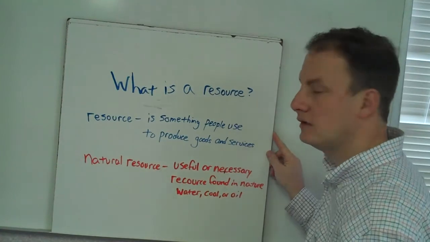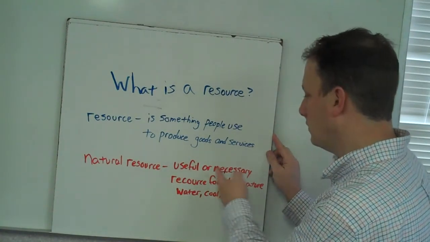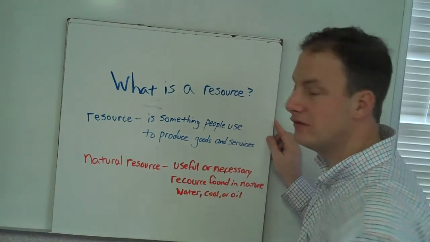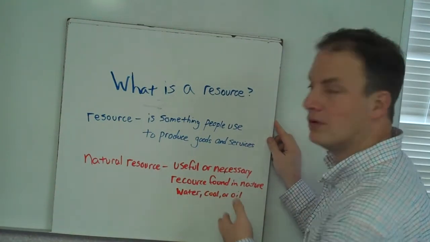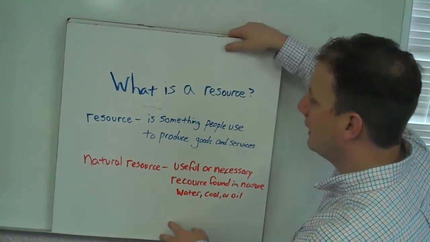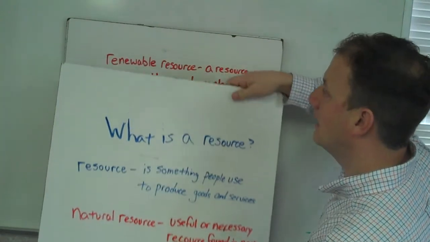Natural resources are resources that are useful or necessary resources found in nature. For example, a natural resource is water, coal, or oil. These are things that are only found in nature, that they cannot be created by people.